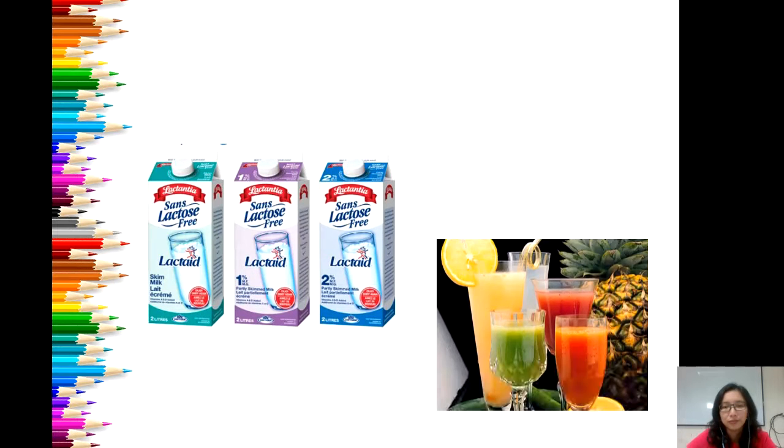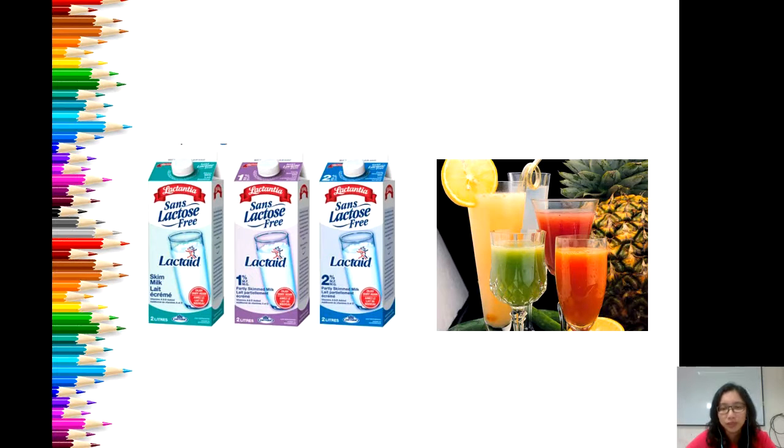Now, but first of all, if you see this picture, the left side is the lactose-free milk and the right side is the clear fruit juice. You have learned before how to make lactose-free milk. We can use lactase, the enzyme that can digest lactose. So the milk produced is already free of lactose.